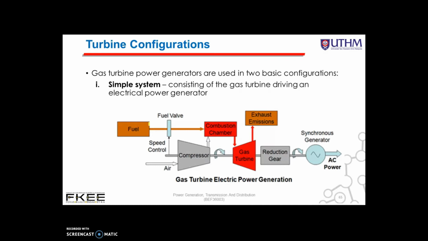The first one is the compressor. The compressor draws air into the engine, pressurizes it and feeds it to the combustion chamber at speeds of hundreds of miles per hour. And then the second part is the combustion system.